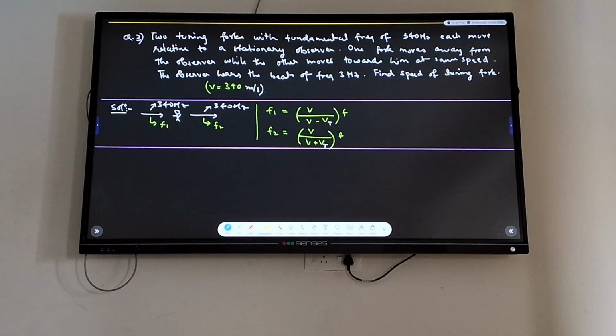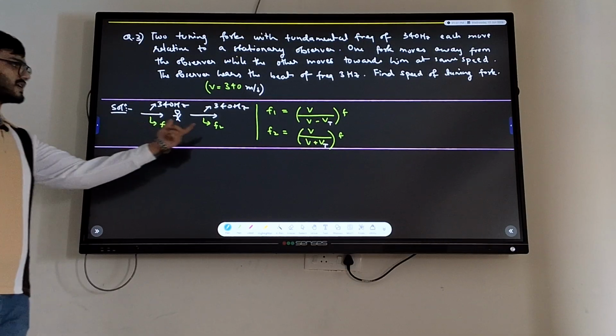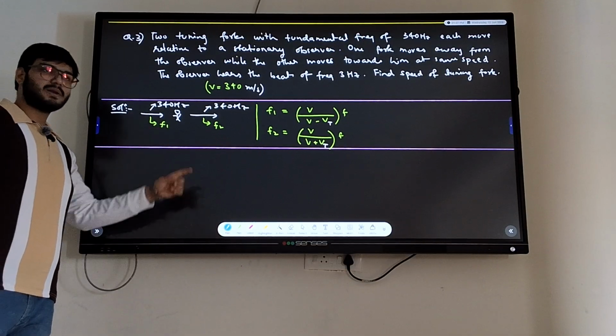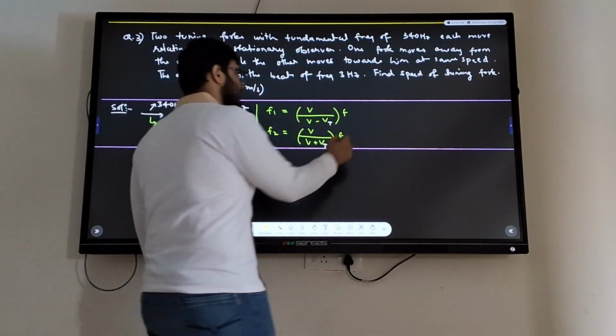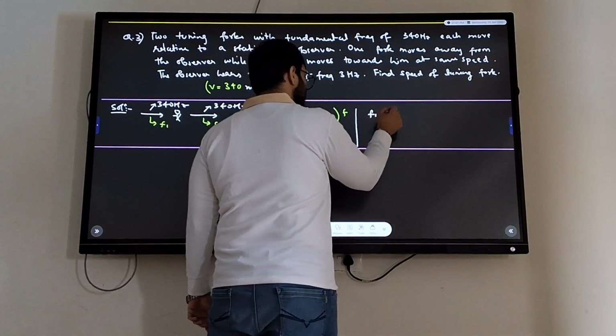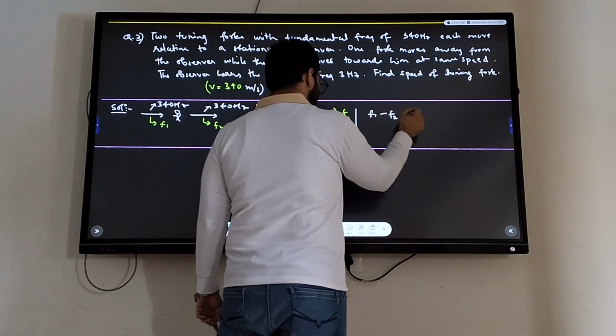Is it okay? F1 and F2. It's given that F1 minus F2. Acha, which of them will be greater, by the way? F1 will be greater than F2. So F1 minus F2 is given to be 3 Hertz. This is given. F1 minus F2 is equal to 3.